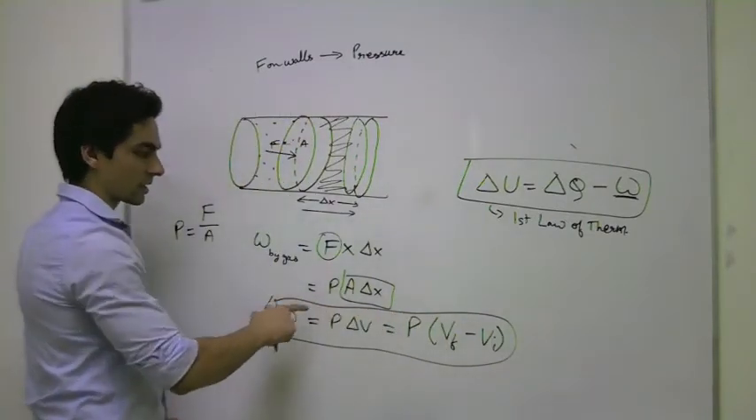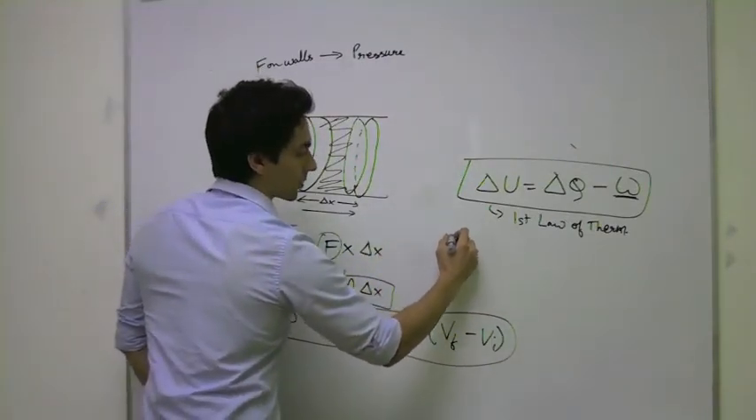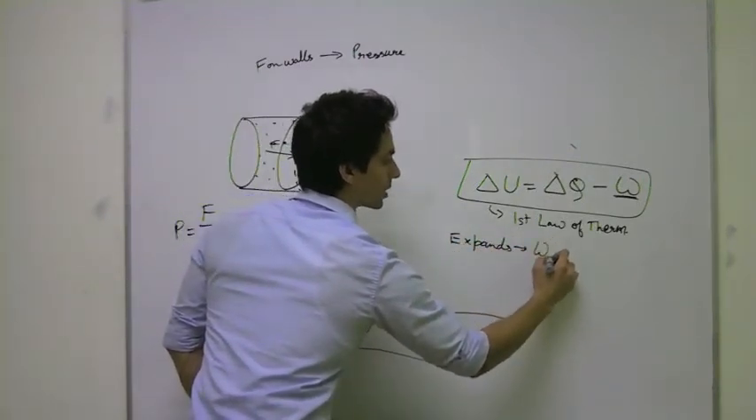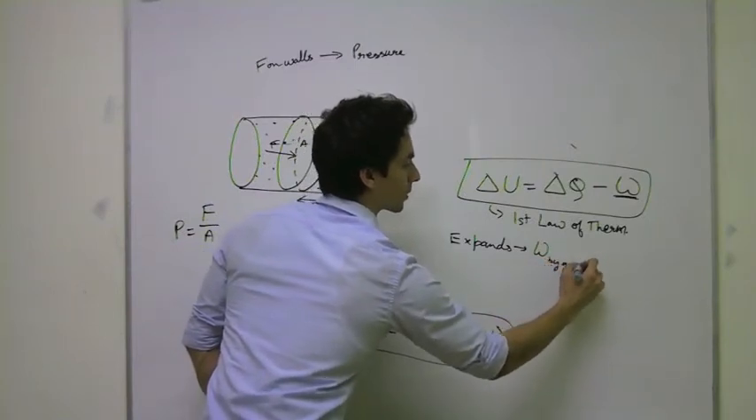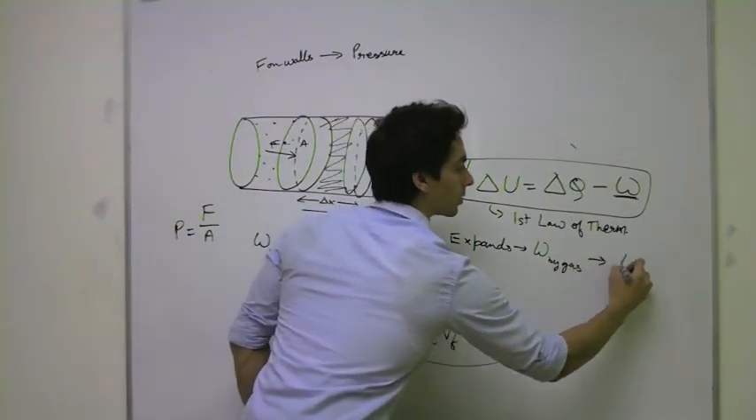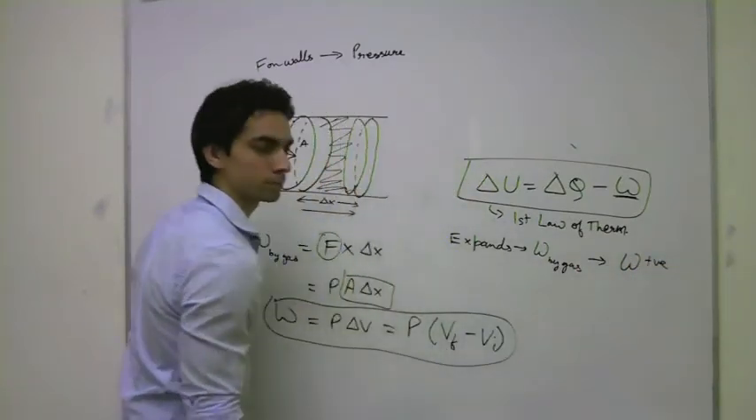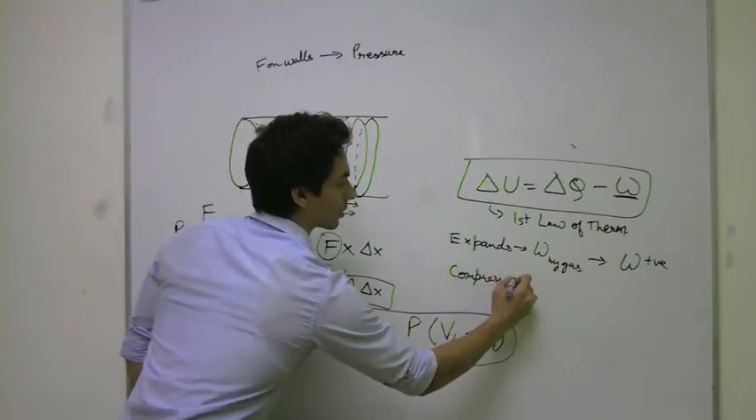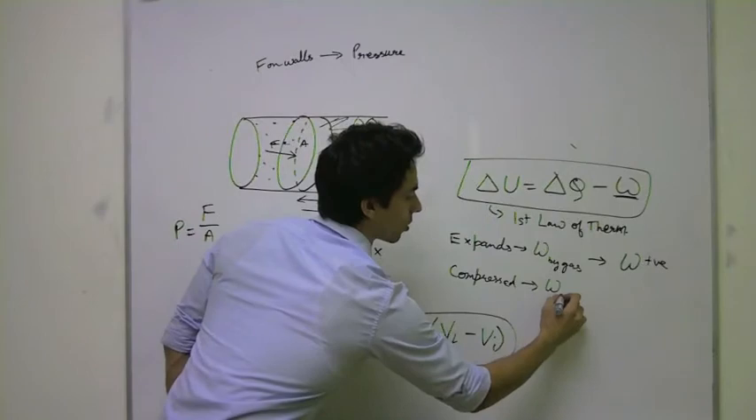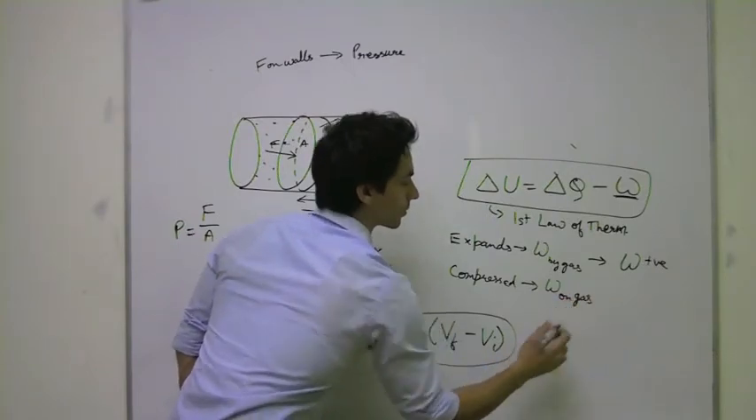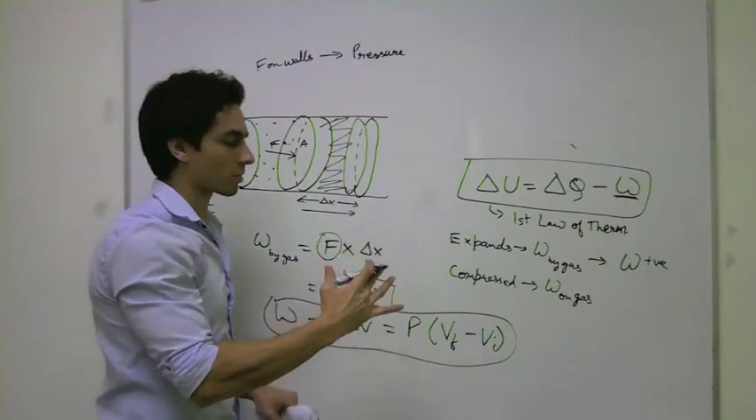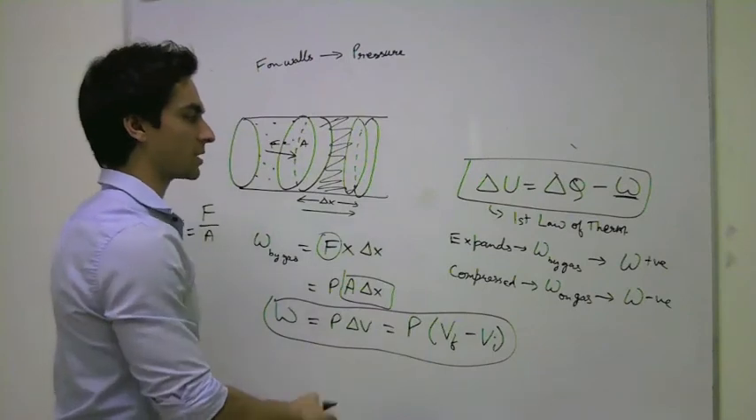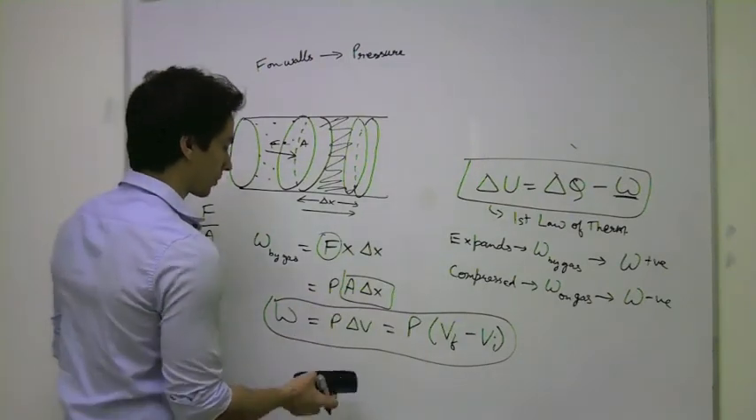So from this we can understand that every time a gas expands, there is work done by the gas, which means that W is positive. And if a gas is compressed, which means there is work done on the gas, then W is negative, because W by definition, like we said, is work done by the gas.